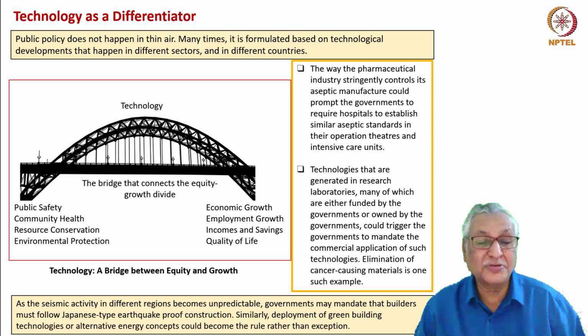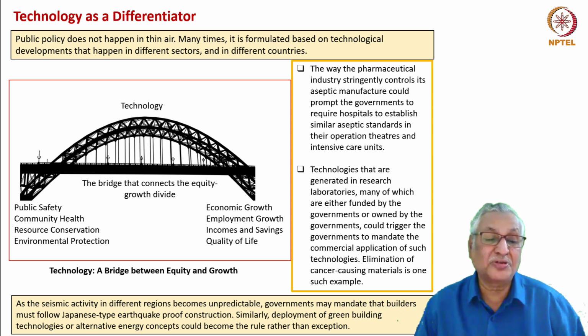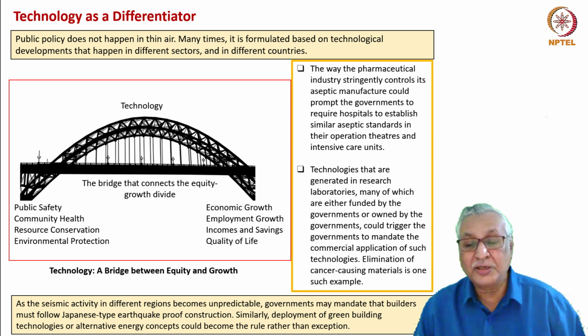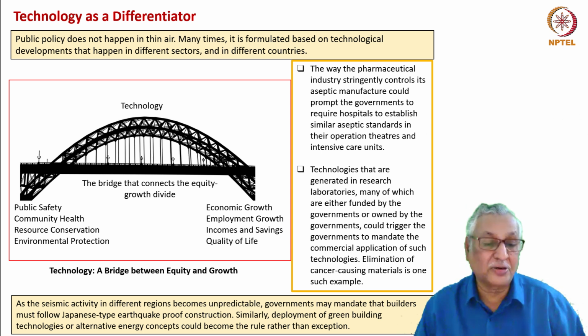As the seismic activity in different regions becomes unpredictable, governments may mandate that builders must follow Japanese type earthquake proof construction. Similarly, deployment of green building technologies or alternative energy concepts could become the rule rather than exception.